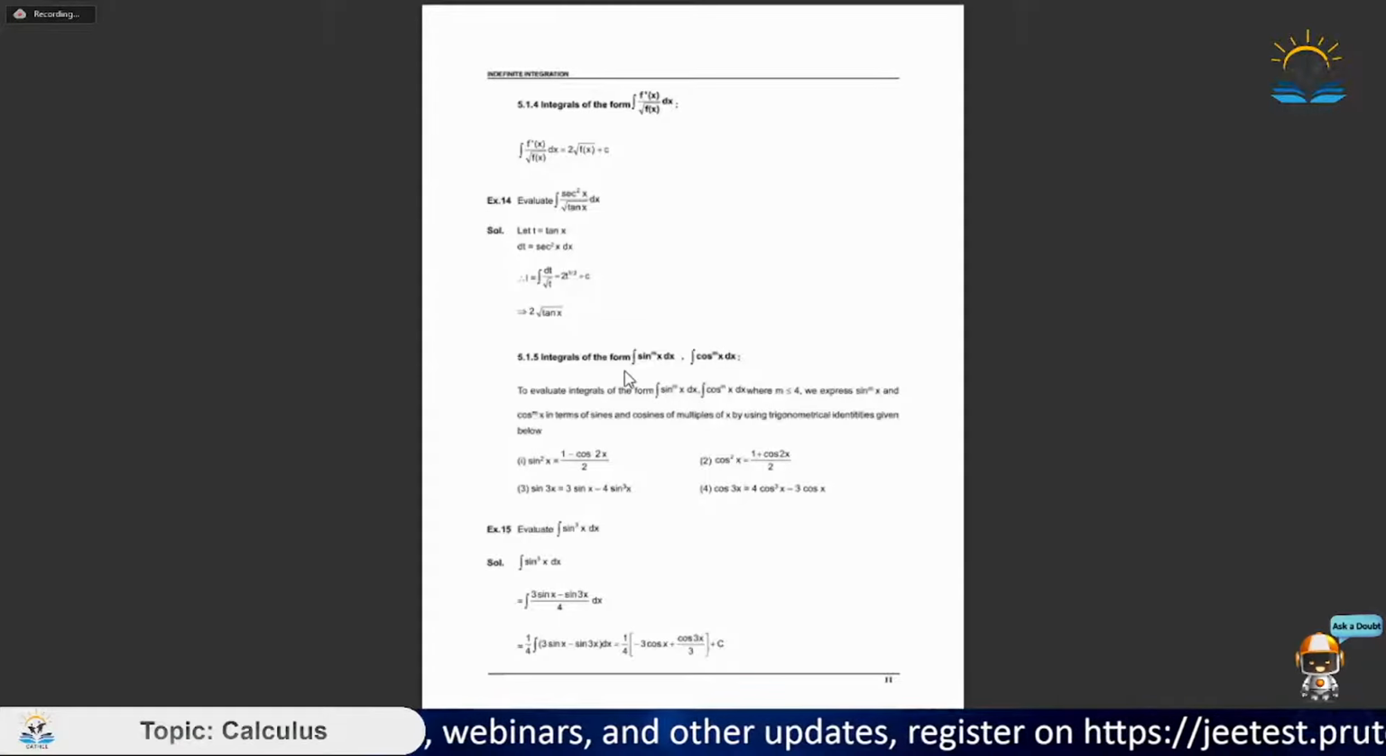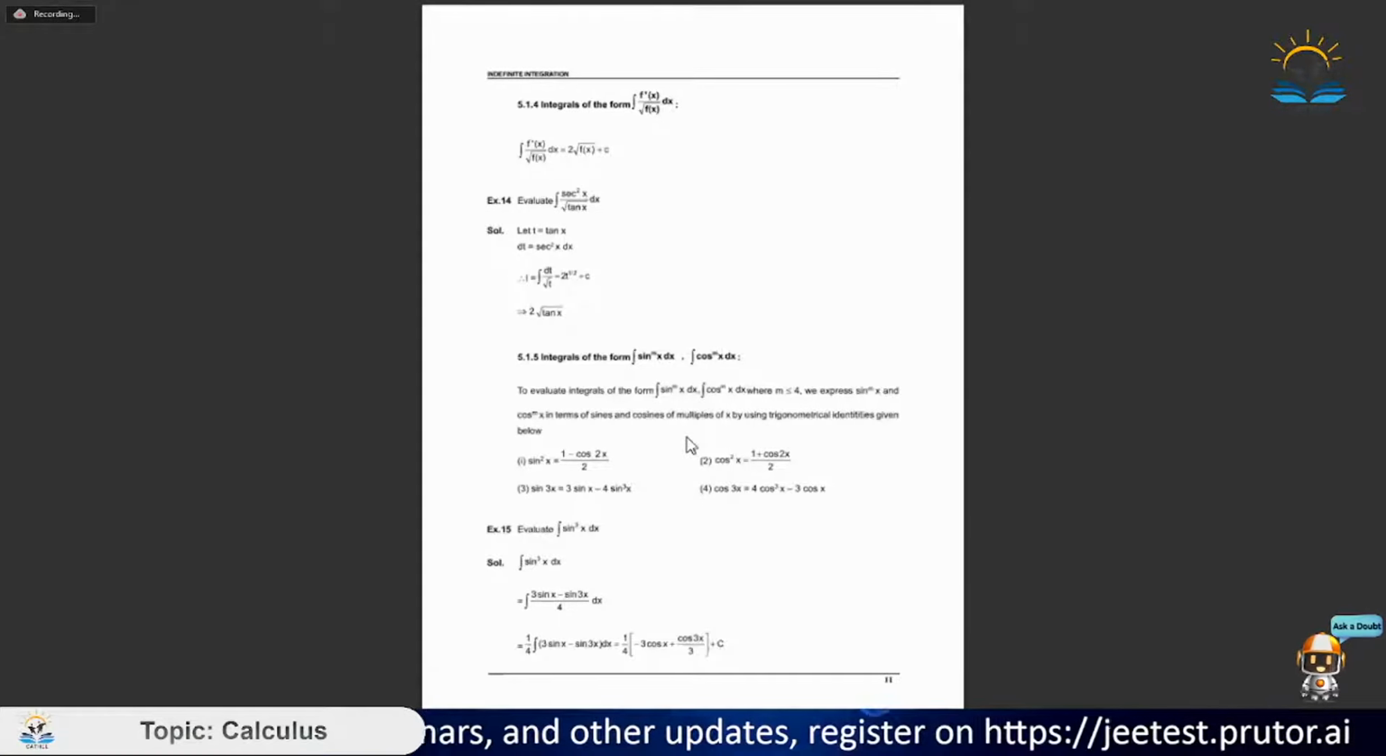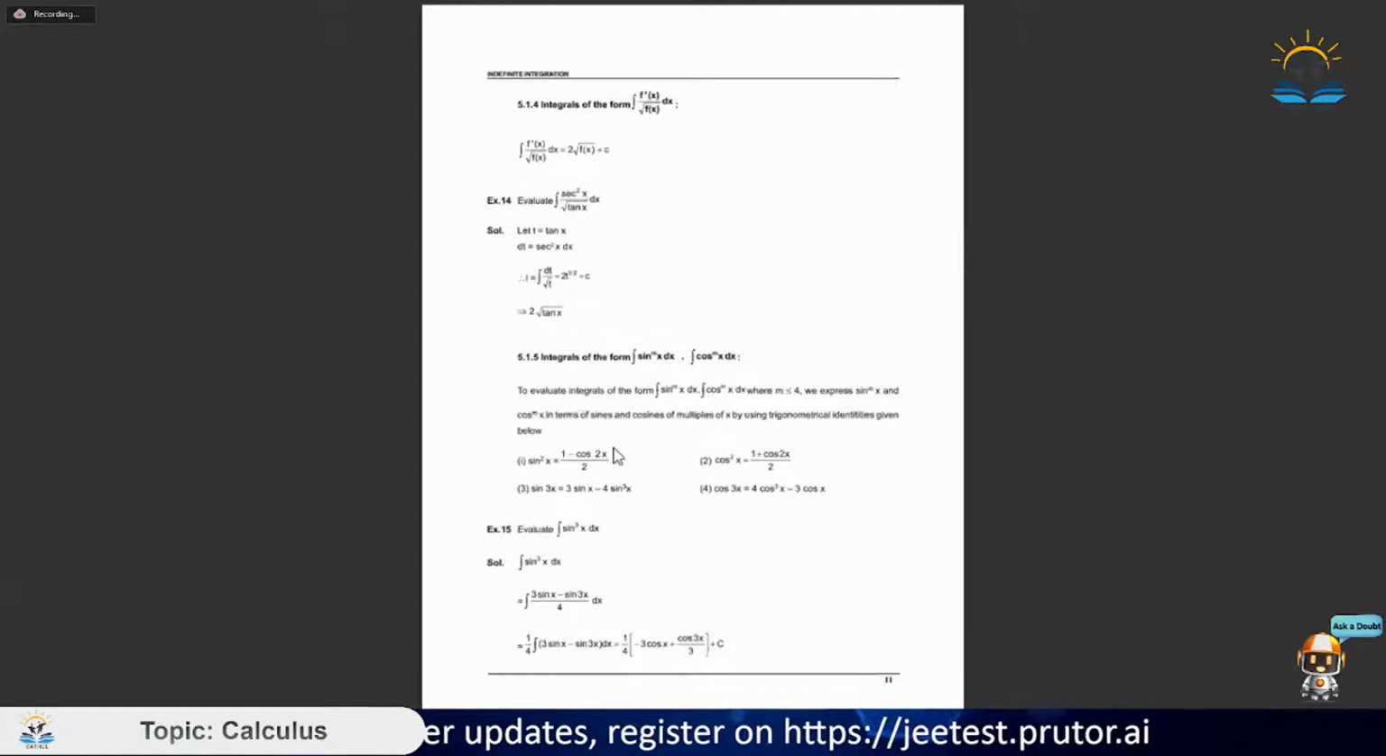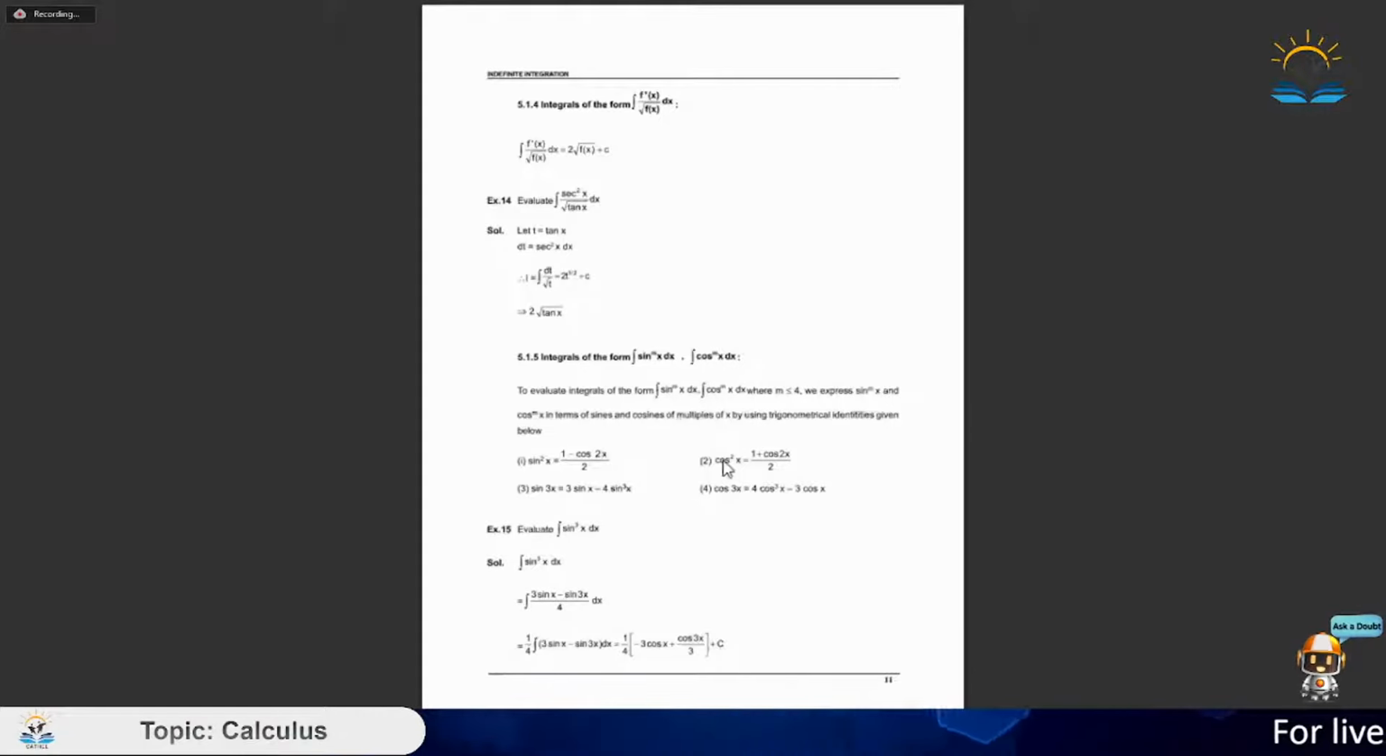Now to evaluate this type of integrals, if m is less than 4, we express sin x to the power m and cos x to the power m in terms of sines and cosines of multiples of x by using trigonometric identities. Suppose we have m as 2, so we will use this identity: sin square x is (1 minus cos 2x) by 2. For cos square x, we use this.